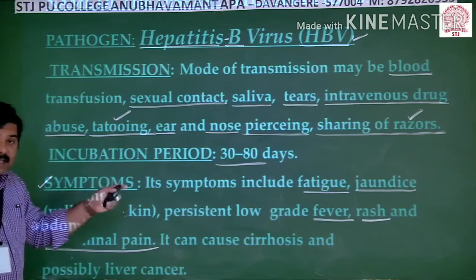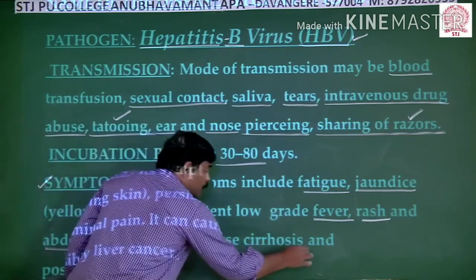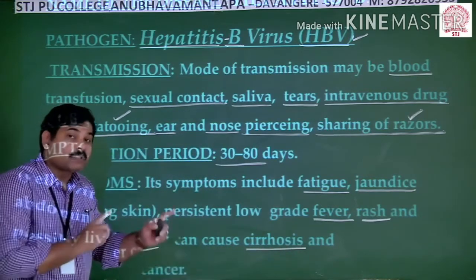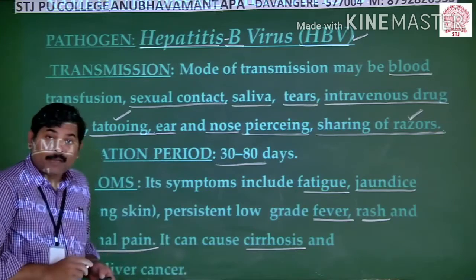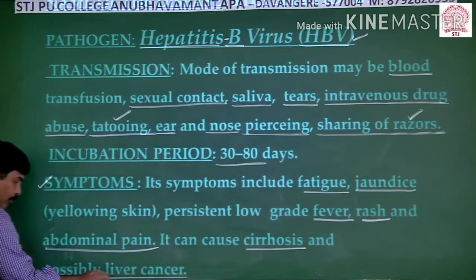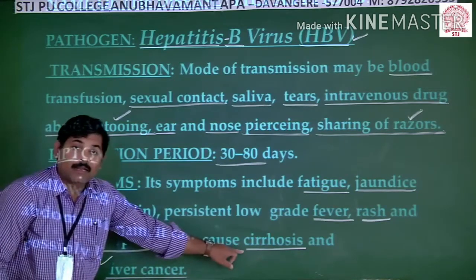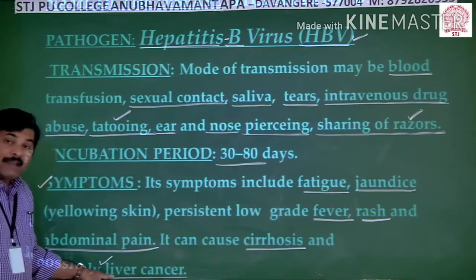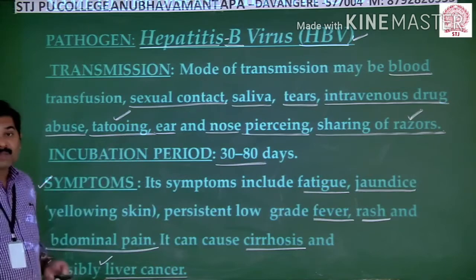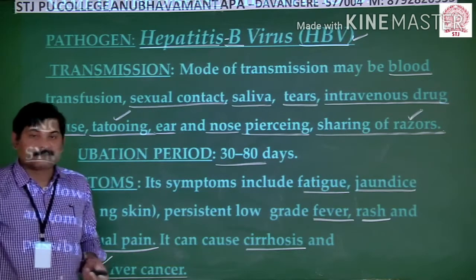And as I said in the beginning, it particularly affects your liver, so it causes liver cirrhosis. Sometimes the person suffering from hepatitis B will even develop liver cancer. These are all the dangerous signs. Liver cirrhosis will develop, as well as liver cancer, in those who are suffering from hepatitis B. So these are all the symptoms of this viral infection.